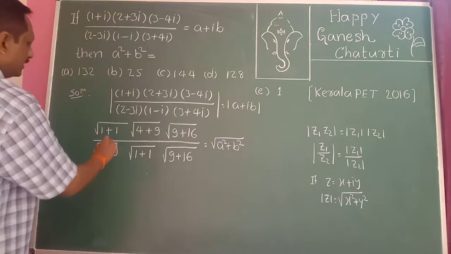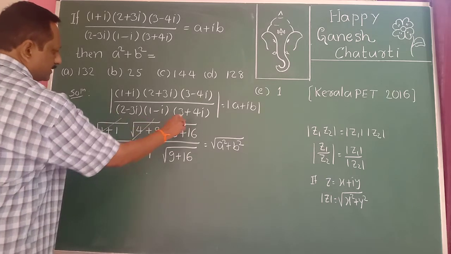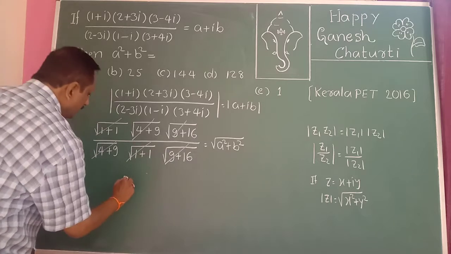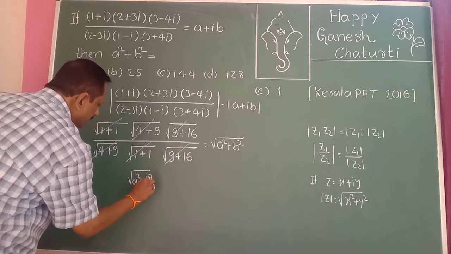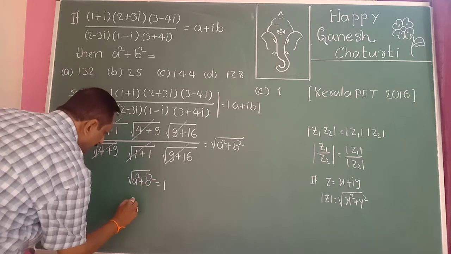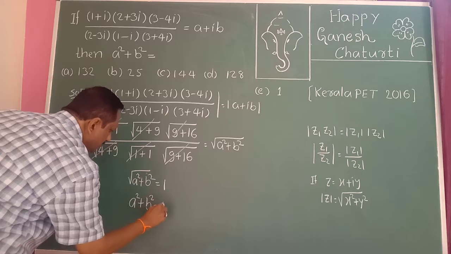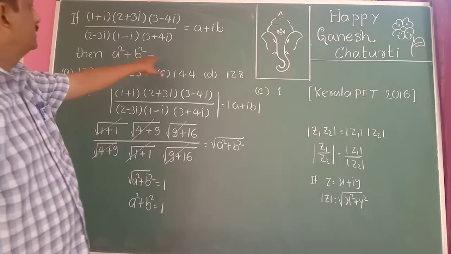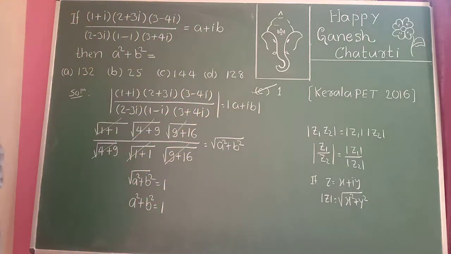And this is the root of a square plus b square. Here this term and this term cancel, this term and this term cancel. Hence the root of a square plus b square is equal to 1. Hence a square plus b square is equal to 1. So the fifth option, 1, is correct.